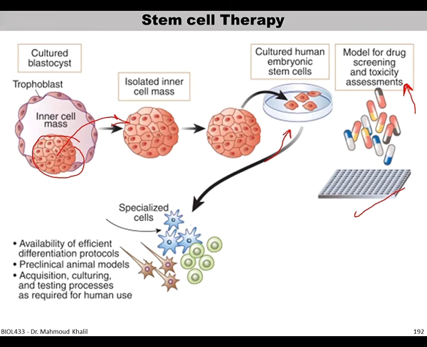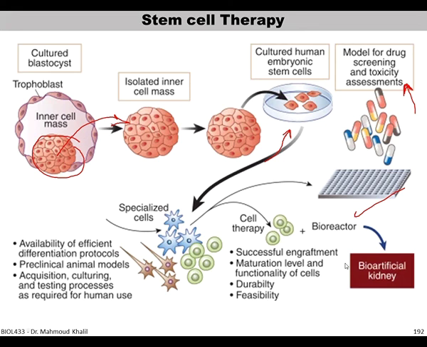If they succeed in differentiating these cells into different types, they need availability of an efficient differentiation protocol, and they need preclinical animal models as well as culturing and testing processes as required for human use. These cells can be used as a cell therapy or a bioreactor, and successful engraftment of these cells depends on the maturation level and functionality of the cell; they need to be durable and feasible, for example, like a bioartificial kidney. So again here, what's a patient-specific stem cell therapy?